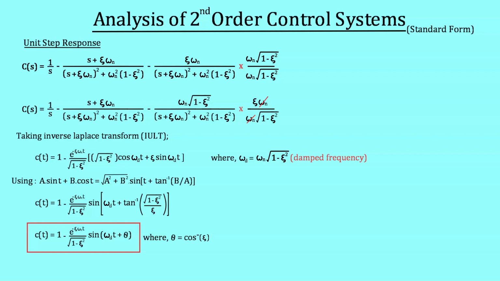By using this, we will get another expression for the output signal in time domain, and finally we will be having this expression for time domain output signal, which is equal to 1 minus e raised to the exponential minus zeta into natural frequency multiplied by time t, divided by under root of 1 minus zeta square, multiplied by sine of damped frequency omega d multiplied by time t plus theta, where theta is equal to cos inverse of zeta. This is the same angle which we have seen in the previous lecture, which is actually the angle between the negative real axis and the line joining the pole with the origin in the S-plane.